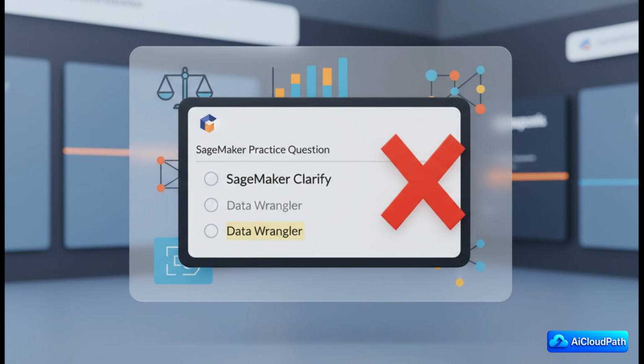And last but not least, we have SageMaker Clarify. This one is probably the easiest to knock off the list. Clarify has a completely different job. It's all about helping you find potential bias in your data and explaining how your model is making its predictions. So it's all about fairness and transparency, not that initial data prep work.